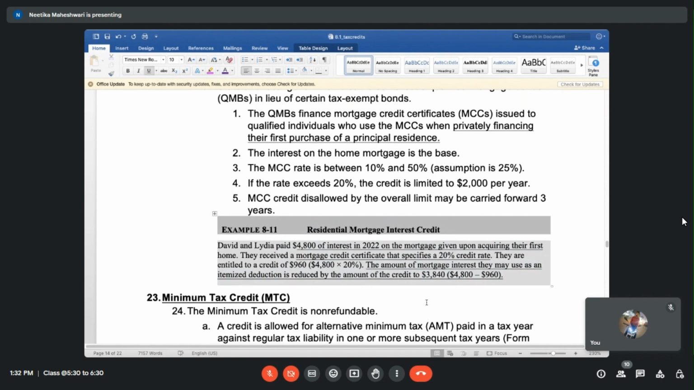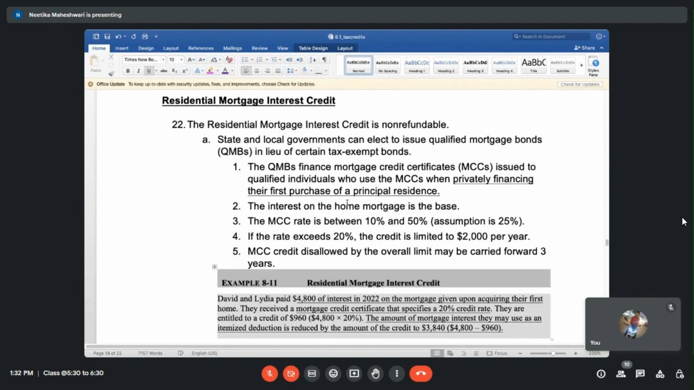We just need to remember: is there something called a mortgage credit certificate that the client has given to us or uploaded? We need to look through it carefully. Is there any mortgage credit certificate on the first purchase? It's only for the first purchase. Is there any interest mentioned there? What is the MCC rate? And then we can apply it and see if they're getting the credit.